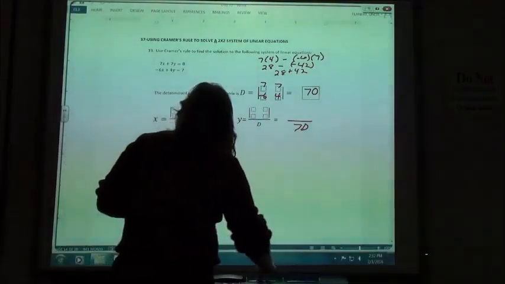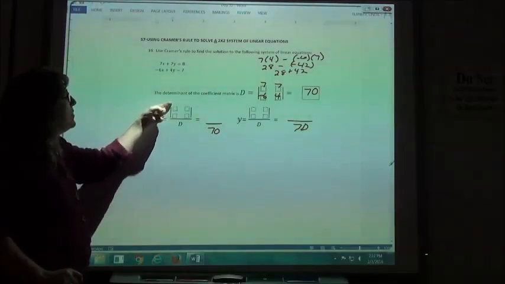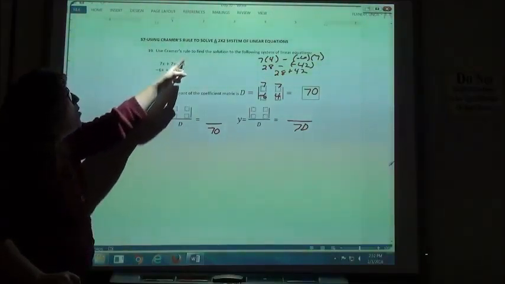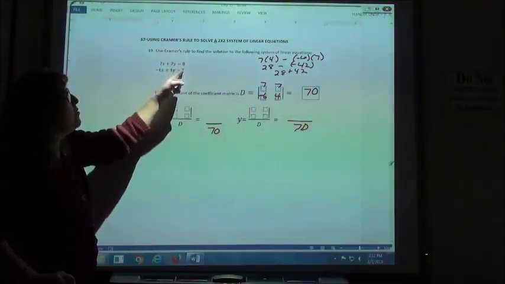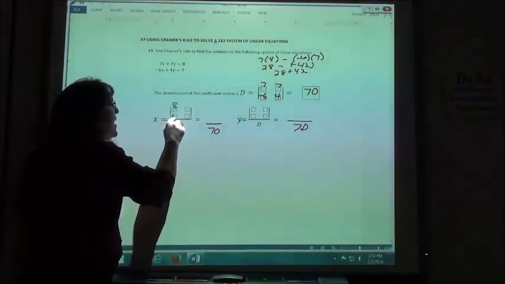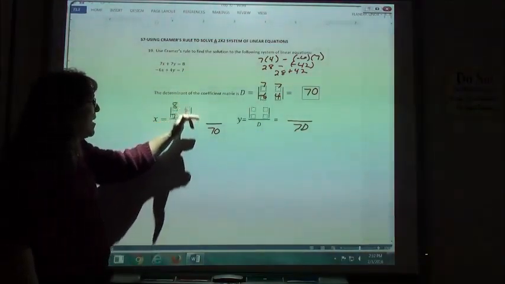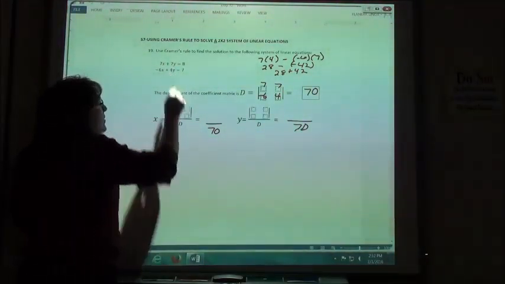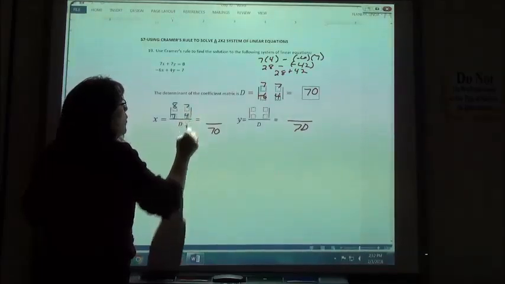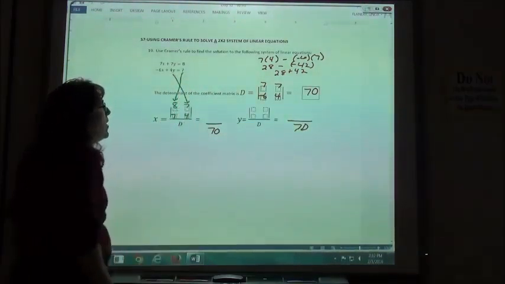Now, for the determinant for x, what we're going to do is replace the x column with our answers over here, our constant terms, the 8 and the 7. So the 8 and the 7 go in for your x column. Your y column should stay the same, so that's going to be the 7 and the 4. So this goes here, and that stays where it was.